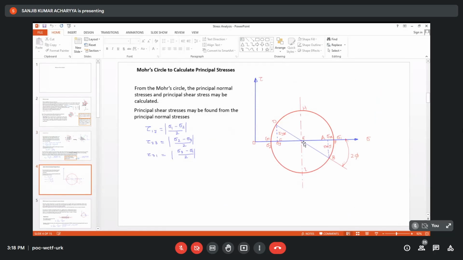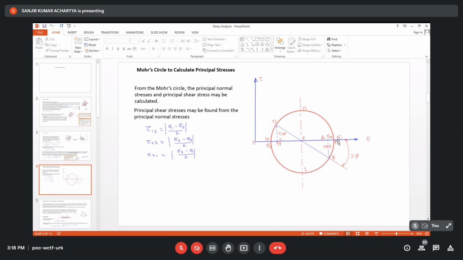The center is given by (sigma x plus sigma y) by 2. And this radius is given by root over ((sigma x minus sigma y) by 2) whole square plus tau xy square. Is it clear? Yes, sir. This circle cuts the principal normal stress axis at 2 points, which gives the value of sigma 1 and sigma 2. And as it is cutting the normal stress axis, here the value of shear stress is of course 0. Is it true?